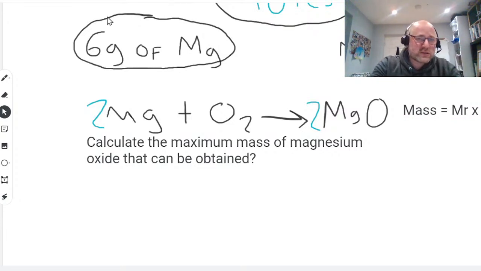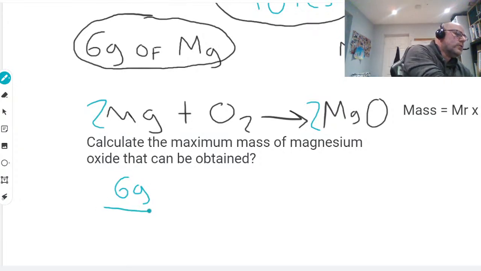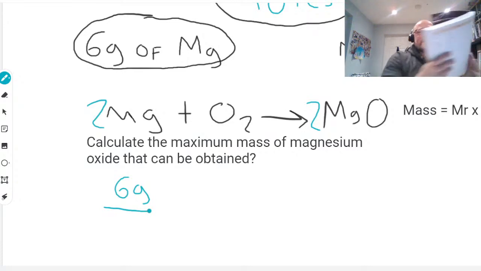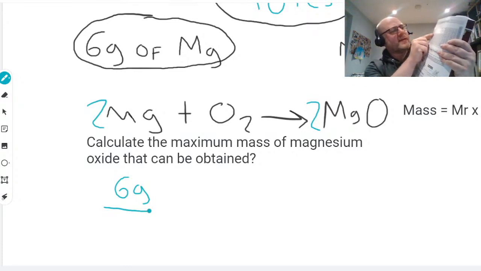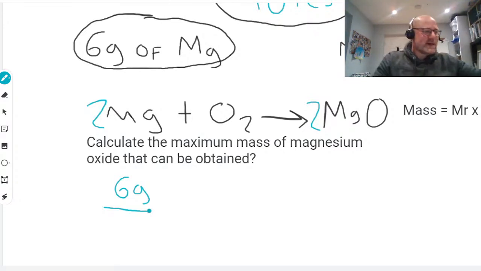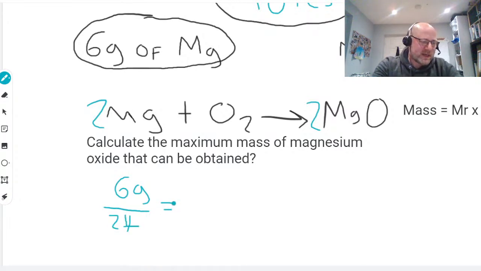So first thing we're going to do here, we've got 6 grams of magnesium. What's the moles of magnesium? The moment you see grams, start working out moles. So 6 grams over the Mr. Where do I find my Mr? You will be given a periodic table. Don't be lazy. Turn to your periodic table, find magnesium and find its mass. Magnesium is 24. They normally give it to you in brackets. So 6 over 24. What does that equal? Is that 0.25?